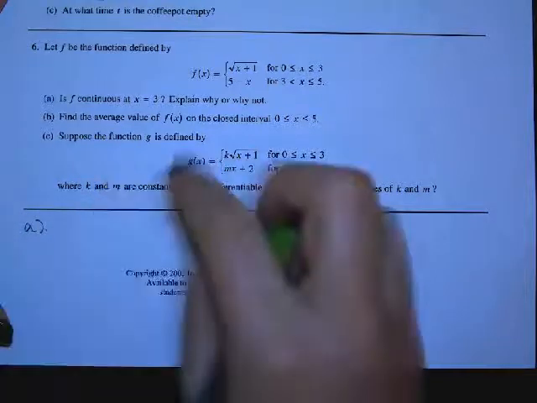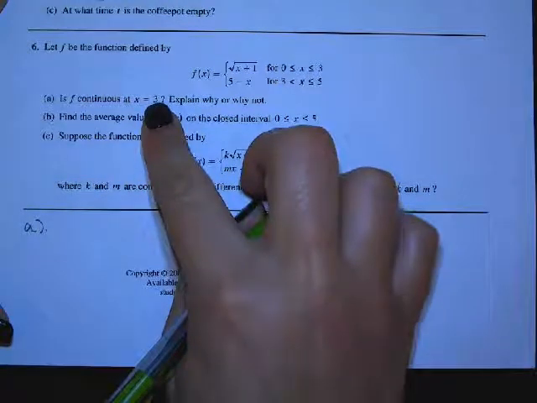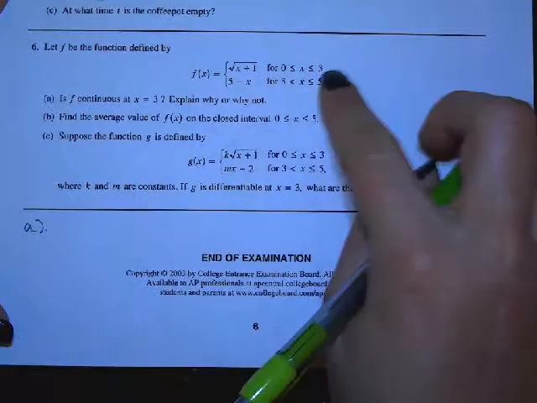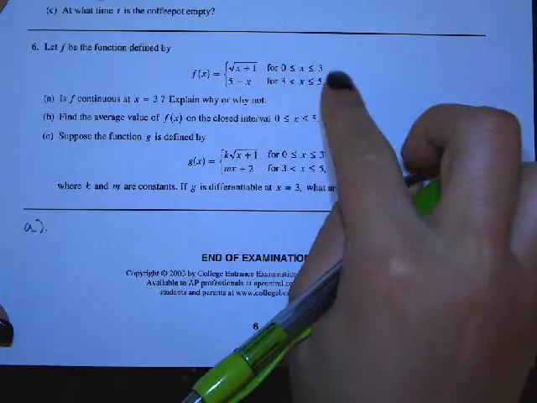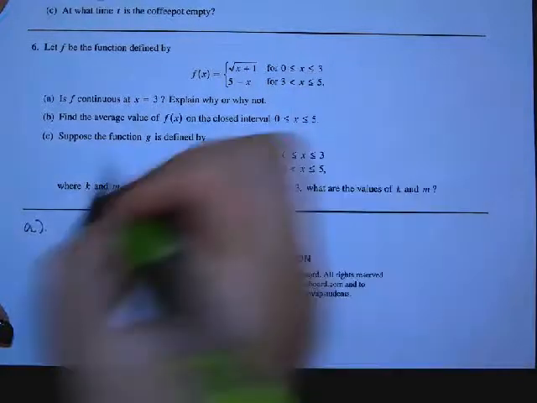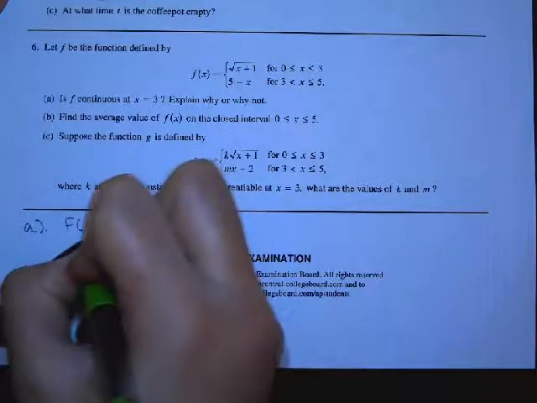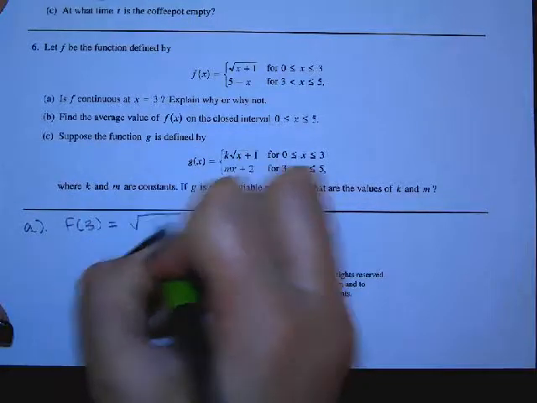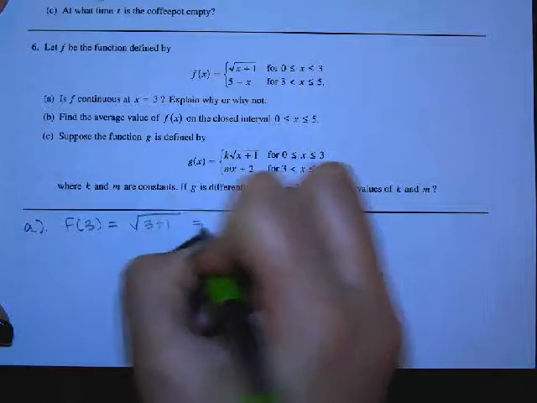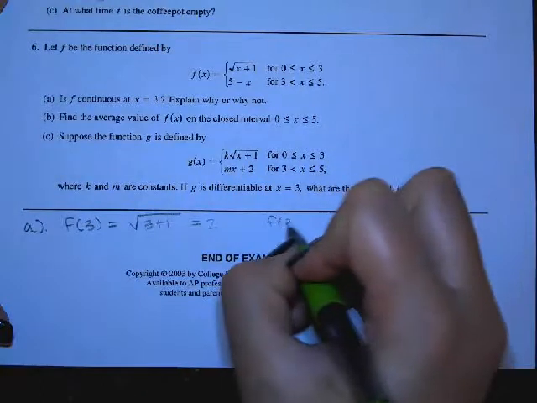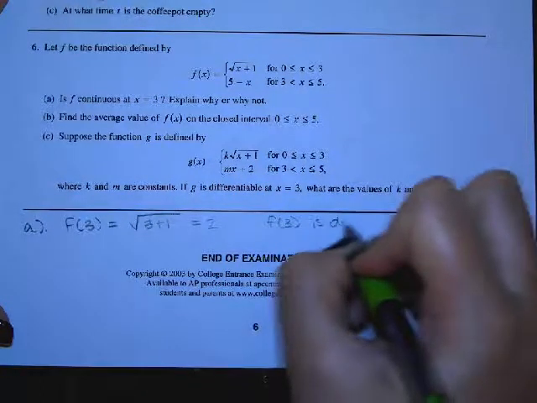So first, the function has to be defined at that value, and you can see that with the 2 pieces that 3 is allowed to be plugged into the first one. So I'm going to say f of 3 is the square root of 3 plus 1, which is 2. So f of 3 is defined.